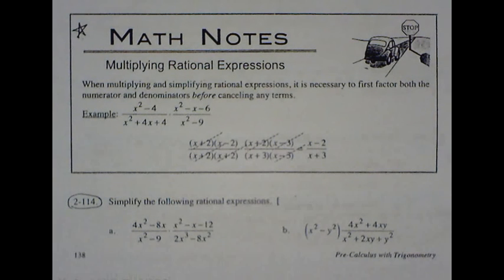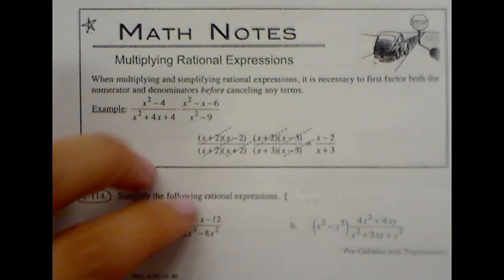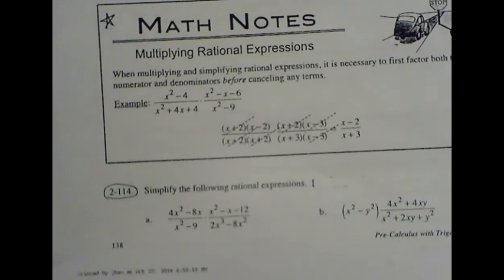Okay, so what about when you're multiplying rational expressions? That's totally different from adding them. You don't use the bow tie method anymore. When we were adding rational expressions, we used this bow tie method, and remember, we did that because we tried to get the common denominator. But when I'm multiplying, I don't even need a common denominator. Multiply across on the numerator and multiply across on the denominator.